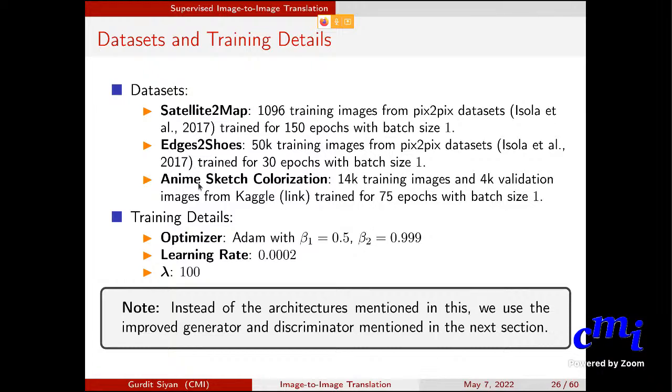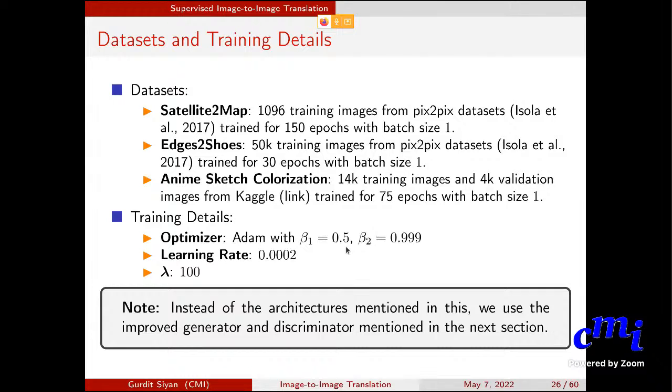And also an extra dataset I found on Kaggle. This is a colorization task. 14K images, 4K validation images, trained for about 75 epochs, batch size 1. All of them basically took me about a day to train. Some extra details: the optimizer, we use Adam.